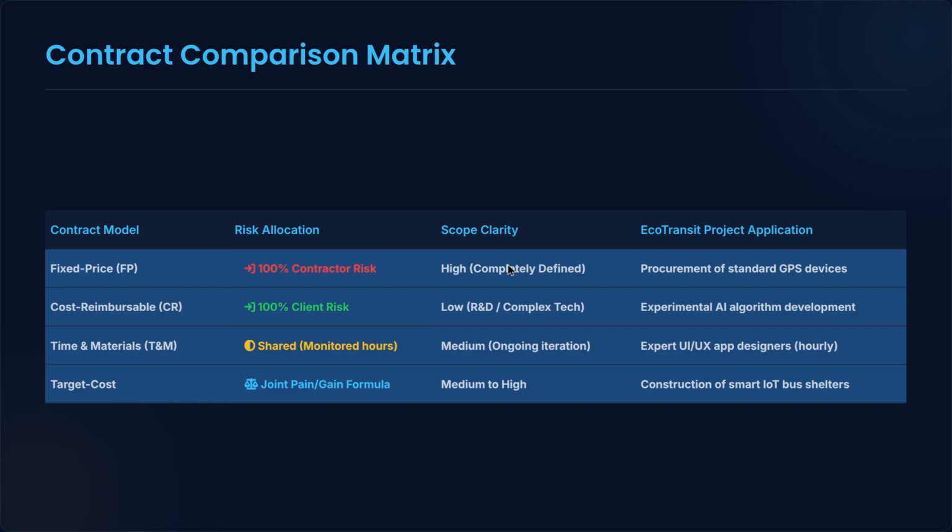When scope is highly experimental, choose cost reimbursable, like our AI route optimizer. When you need agile, expert, hands-on-deck with hourly rates, choose time and materials, like our UI/UX designers. And when you want joint skin in the game to build major physical components, choose target cost, like our IoT bus shelters.